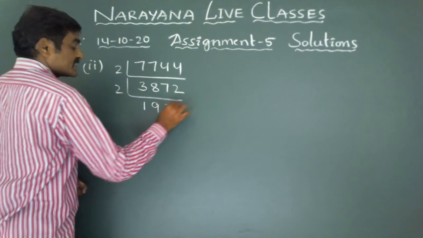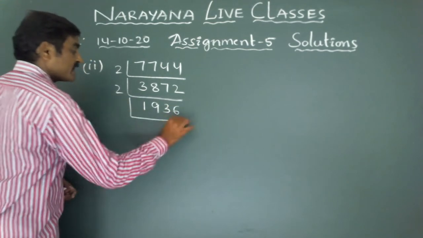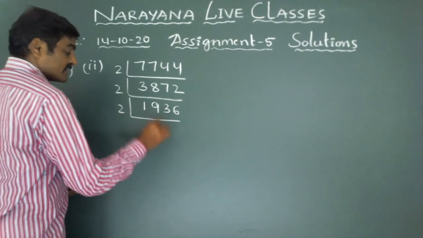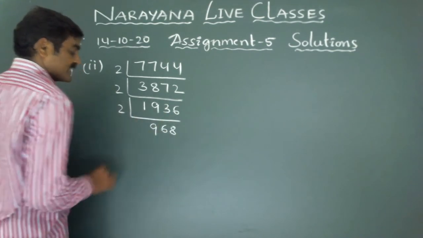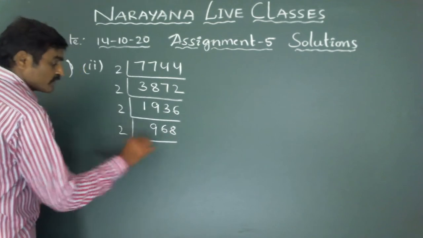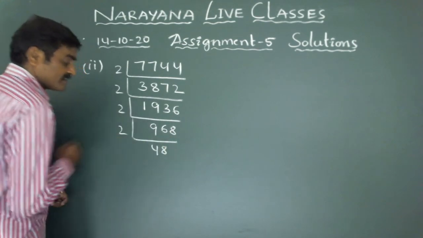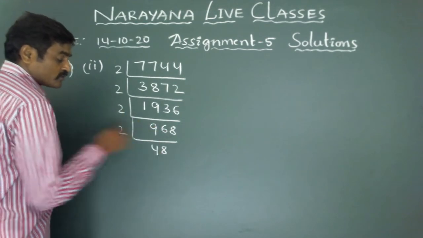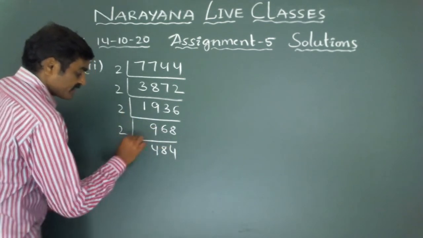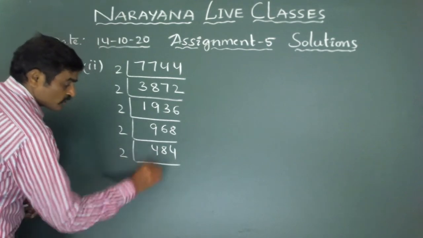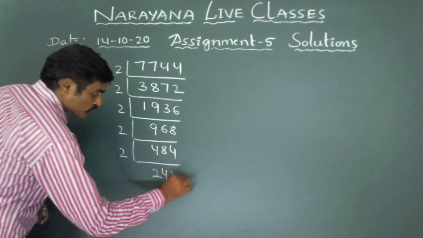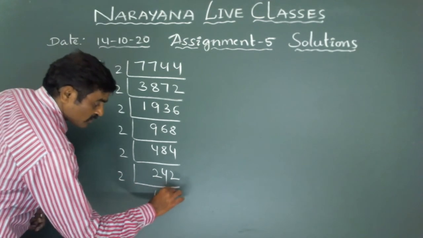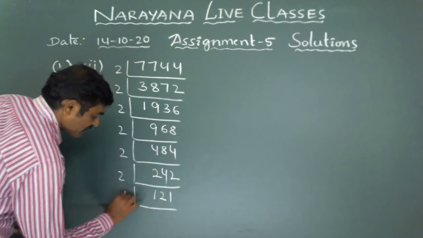2 threes are 6, 2 sixes are 12. Now again with 2. 2 nines are 18, 2 sixes are 12, 2 eights are 16. Again with 2. 2 fours are 8, 2 eights are 16. Again with 2. 2 twos are 4, 2 fours are 8. Again with 2. 2 ones, 2 twos. Now 11, 11 elevens.